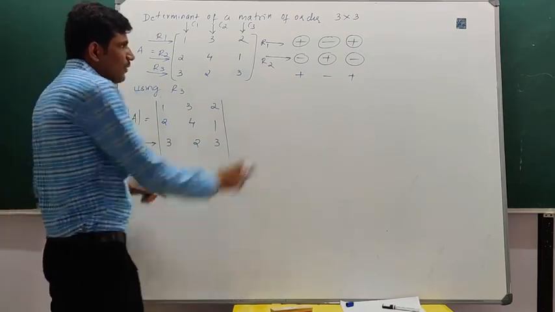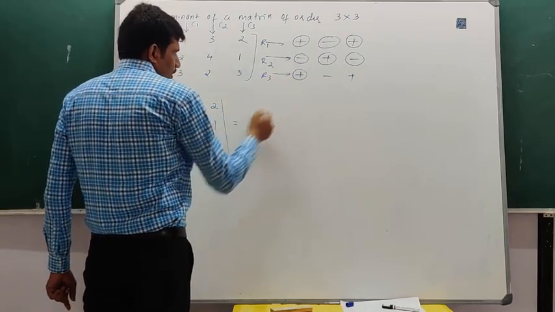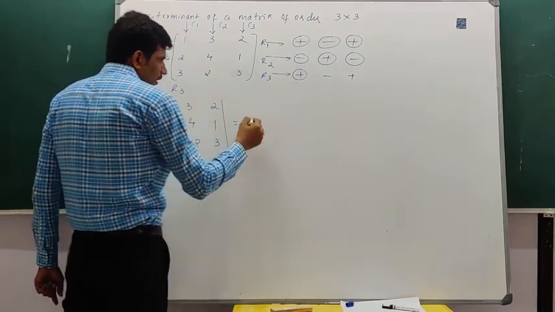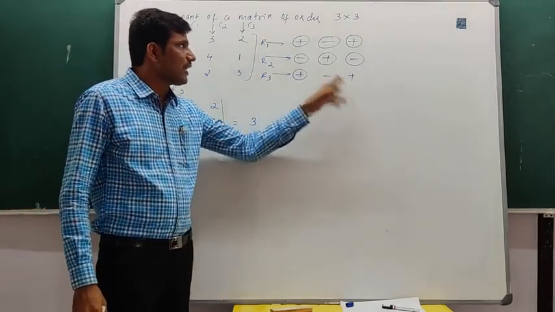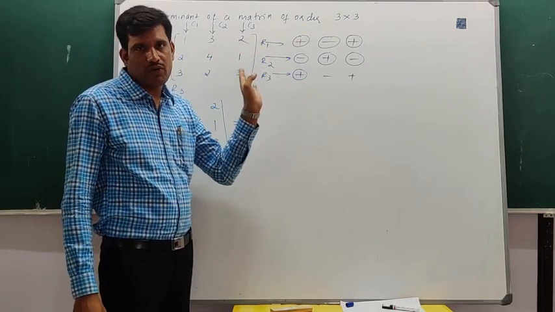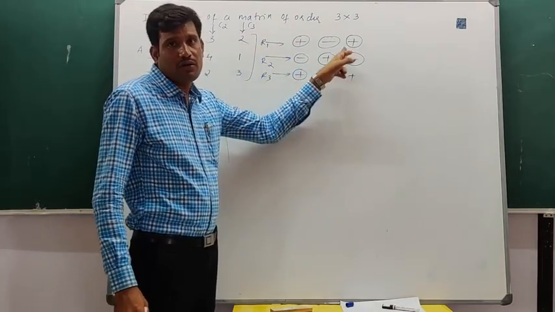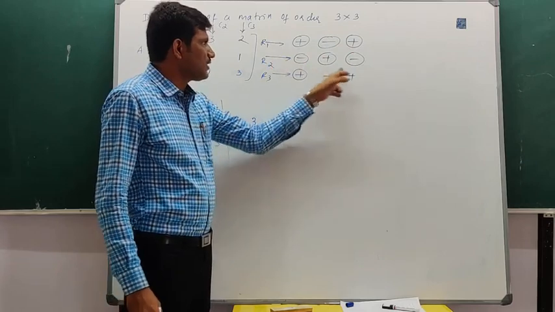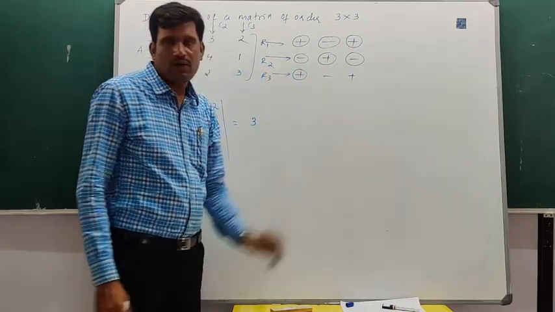What is the sign of the first element in R3? This is R3. The sign of the first element is plus. It is plus into plus is plus. While expanding a row, we have to consider only the sign of that row. Don't consider the sign of the first and second row. While expanding by using R1, only consider the sign of R1. While expanding by using R2, only consider the sign of the second row. While expanding by using R3, only consider the sign of the third row.